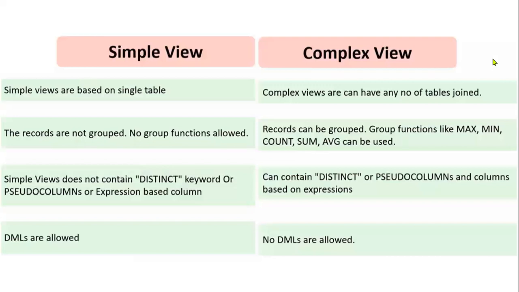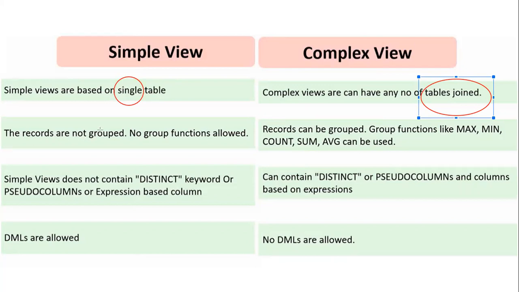So a simple view is nothing but a view which is created based on a single table. If the view is created based on a single table, then we call it a simple view. Complex views can have any number of tables joined. You can have multiple tables. Any number of tables are joined in the complex view. That's the basic difference between the simple view and complex view. We have to explain this from the interview point of view.